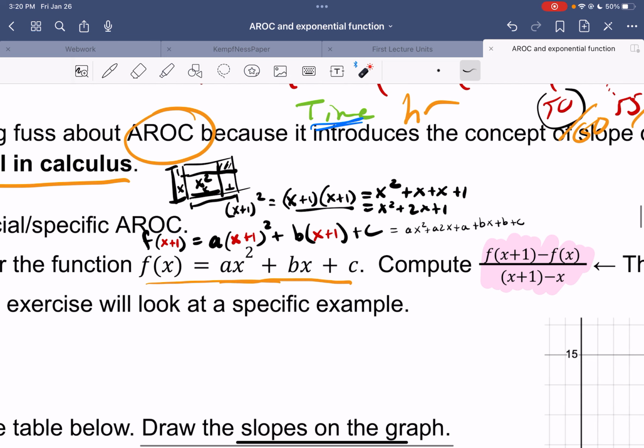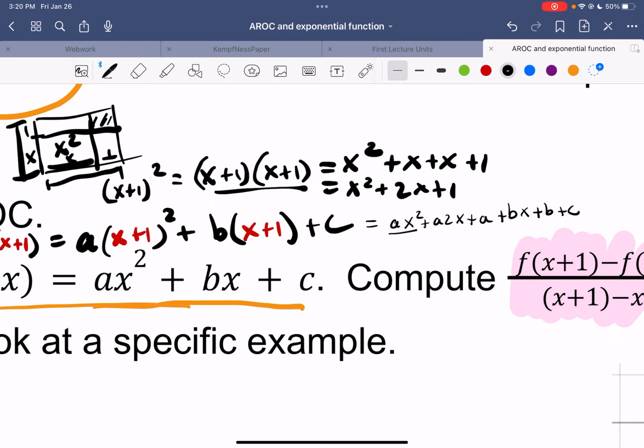Sweet. Here we are. So our numerator is f of x plus 1 minus f of x. F of x plus 1 is this monster. F of x is this monster. I have to do this minus that. That's what the numerator is saying to do. It's saying f of x plus 1 minus f of x. Okay, so let's do it. So I have ax squared minus ax squared. Okay, those are gone. I have 2ax. All right, that thing lives on.